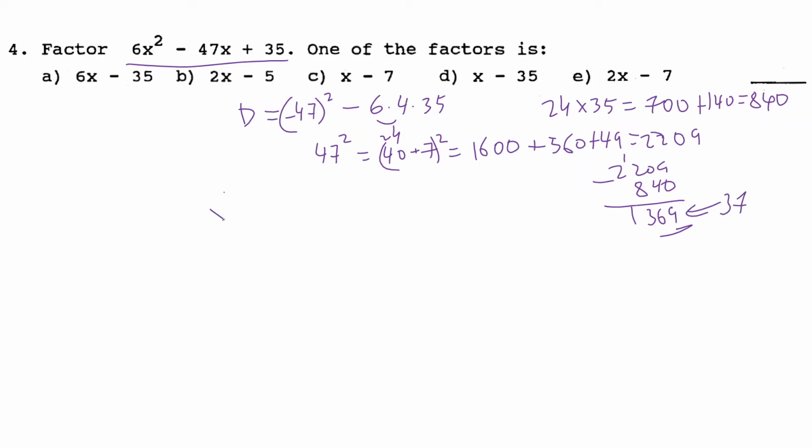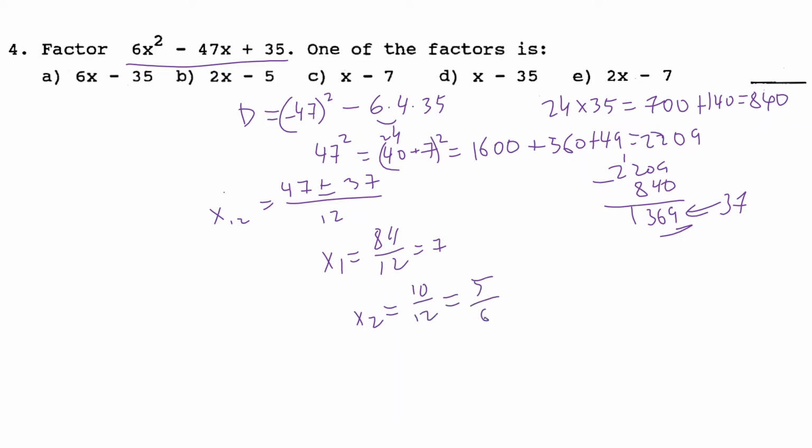All right, so let's go. So x1,2 equals 47 plus minus 37 over 12. Again, guys, I'm skipping so many steps right here. My goal is just to do it really, really fast. x1 is equal to 84 over 12, which is equal to 7. x2 is equal to 10 over 12. If you know those tricks that I'm using, this test is going to be a joke. All right, so it's going to be 6 times x minus 7 multiplied by x minus 5 over 6.